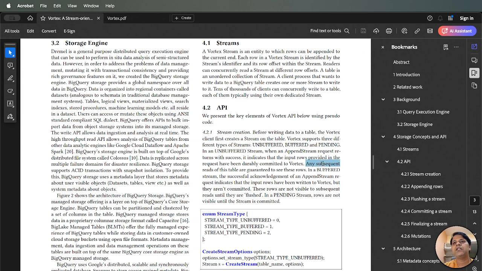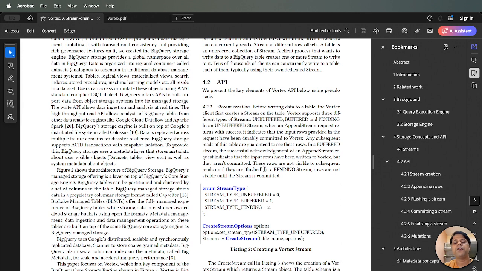Now the second is the buffered stream. When that request gets a successful acknowledgement, that means the input rows have been written to Vortex, but they are not committed. It is happening in memory. If the user tries to query the table, the user won't see these rows. These rows are not visible to subsequent reads until they are flushed. So there has to be one flush operation, only then it will get committed, or the user can see that data.